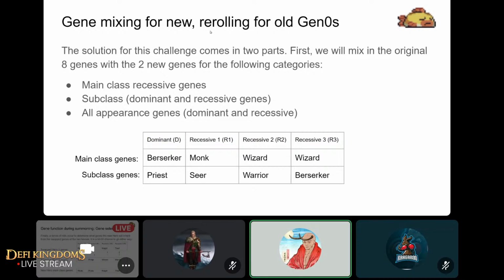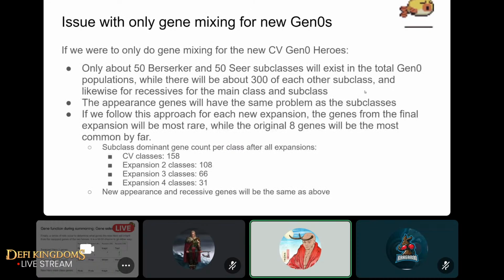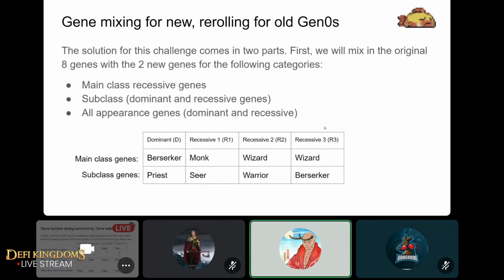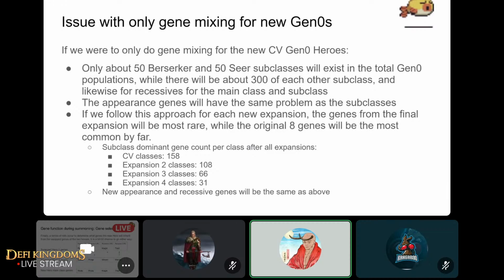For the old Gen Zeros, this is the gene re-rolling that we're talking about now. If we were not to do this gene re-rolling, there's a downside to that. If we were doing the gene mixing but not re-rolling, you'd be looking at about 50 Berserker and 50 Seer subclasses among the entire Gen 0 pool, because they'd only have a 1 in 10 chance of rolling Berserker or Seer, whereas you'd end up with about 300 of each of the other subclasses. So there'd definitely be an imbalance between the subclasses.